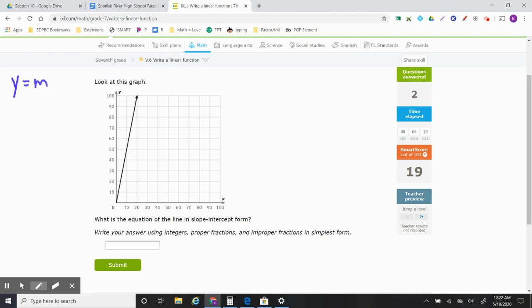y equals mx plus b. I need to find m and the b. Starting with the b, my y-intercept, I look on the y-axis to see where the line starts. Right there at 0 again, so plus 0. I look for my next perfect crossing point. It's right there, which means it went up 5 boxes and over 1 box. 5 over 1, just 5.